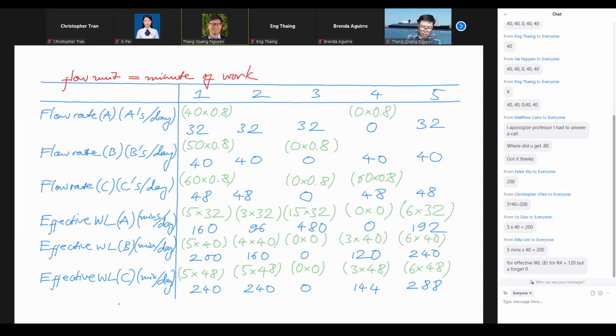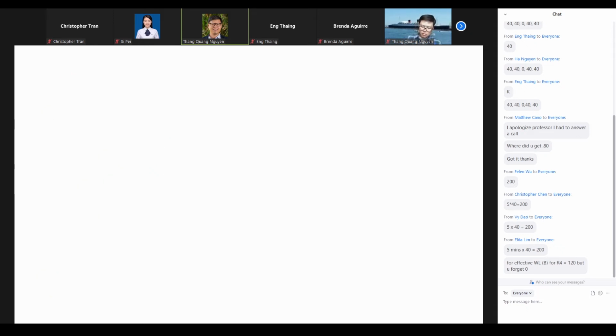Okay, so let's add them together and then think about what to do with it. Let me continue with our table, and we are quite done. We are actually quite at the end of the table.